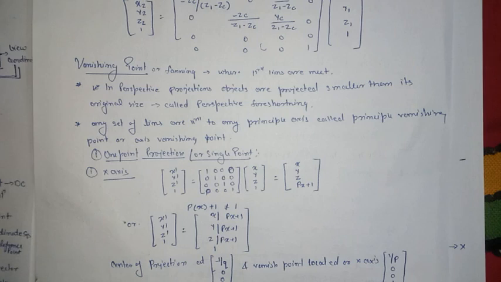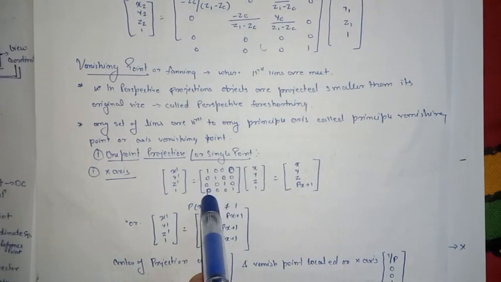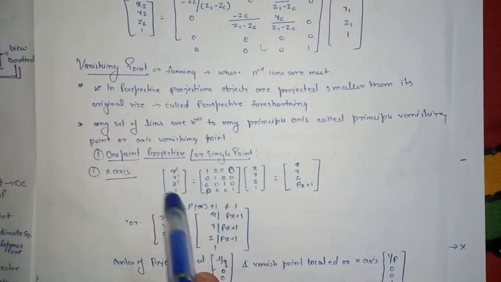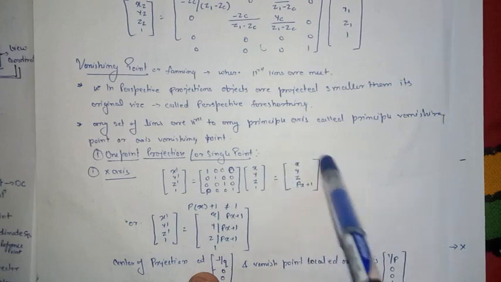There are three types of single point projection transformation: first is the x-axis, second is the y-axis, and third is the z-axis. Here, when the projectors are located on the x-axis, the x-axis projection point is P. The matrix comes like this, and after multiplication the matrix comes like this.